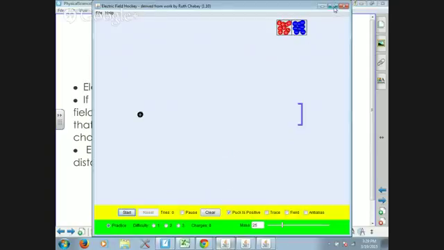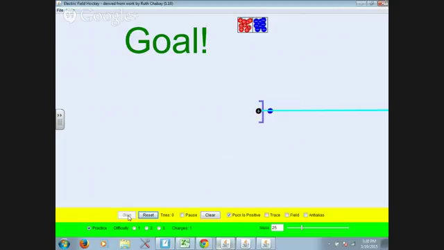This is electron field hockey. Now I'm not a big hockey player, but I get the gist. So if I am moving from a positive to a negative, then I should be able to get a goal by doing this. Let's see what happens. All right, it's working. It's just a little slow. Woohoo! I got a goal. Now I'm going to reset that.